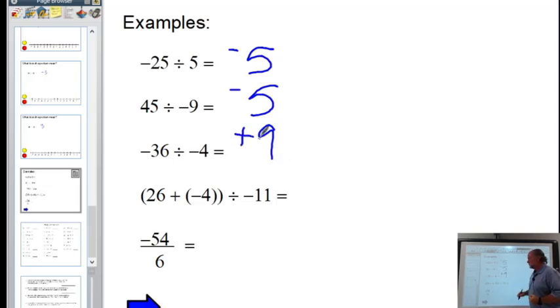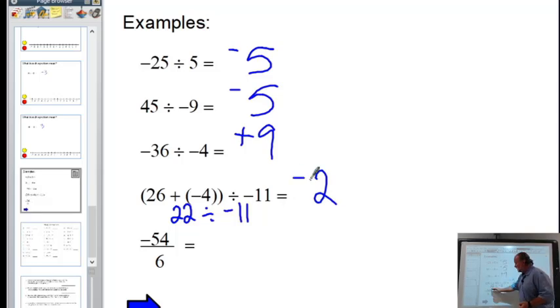Now this next question is a little bit tougher because it deals with addition first and then division. We have to do this addition first because it's in parentheses. So 26 plus negative 4. So we got to think back: what are my addition rules? Signs alike add, signs different subtract. So 26 take away 4 is going to give me a 22 divided by negative 11. So 22 divided by 11 gives me 2. And how many negatives do you see? 1. So it becomes a negative 2.